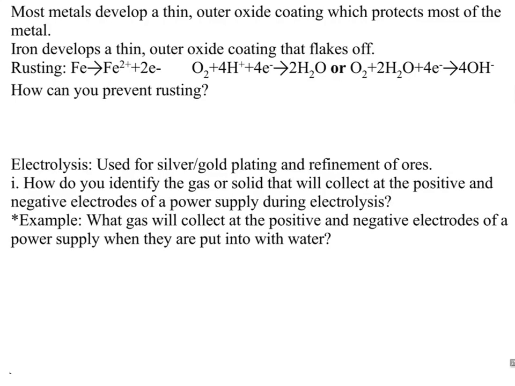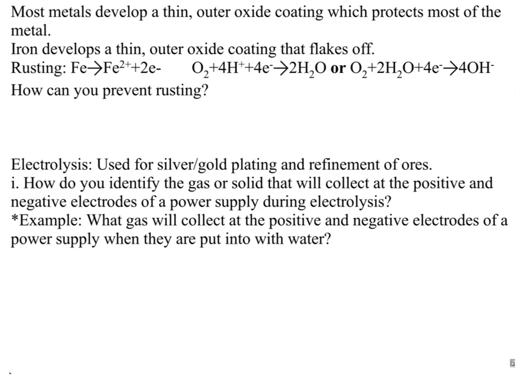Most metals, when they oxidize, when they react with oxygen, when they corrode, when they rust, they develop a thin outer coating of metal oxide, like aluminum oxide, for example. Remember yesterday how our reaction didn't go until we took that coating off? So it protects most of the metal. But iron, when it does that, it makes a flaky coating that's not sturdy. So it comes off, and then the metal under it oxidizes more, and then that comes off, and pretty soon your whole metal piece is gone.